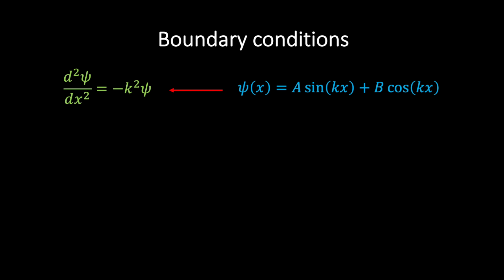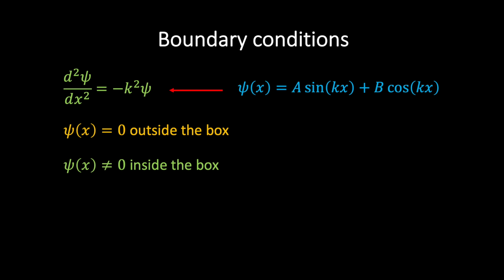We can fix the constants A and B by considering the boundary conditions of the problem. In the case of the infinite square well potential, we know that psi of x equals 0 outside the box, and we also know that psi of x is not equal to 0 inside the box. In order to meaningfully interpret the wave function as a probability density function, we require that the wave function is continuous. In other words, we require that the function changes smoothly from where it's 0 to where it's non-zero. Therefore, continuity of the wave function at the edges of the box requires that psi of 0 equals psi of a equals 0.